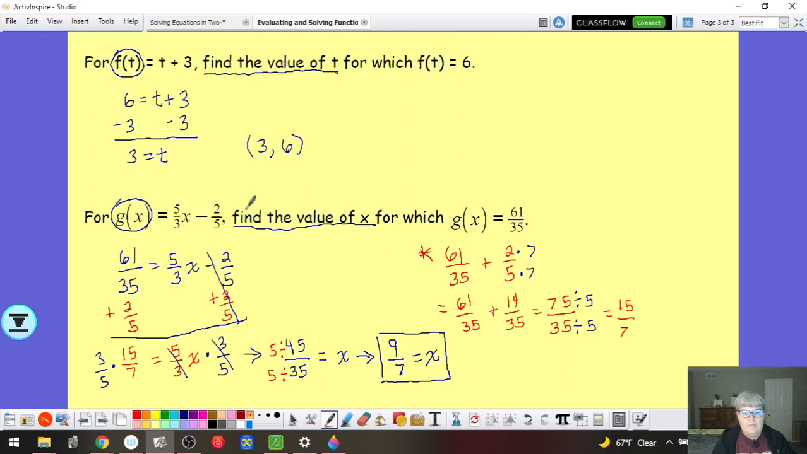So when you're asked to find the value of x, or you're asked to find the value of t, you're not substituting for those values. You're going to be substituting for the function notation to help you solve for those values, using your undo skills to solve. Do not use guess and check. We want you to show your work solving these problems.